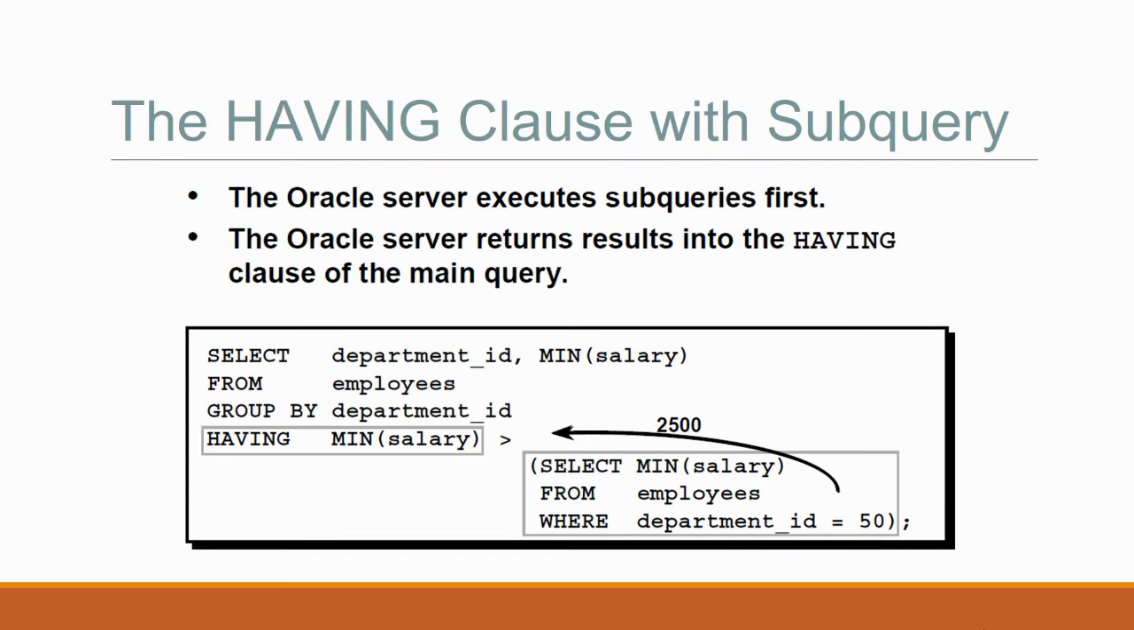You can use subqueries not only in the WHERE clause, but also in the HAVING clause. The Oracle server executes the subquery, and the results are returned into the HAVING clause of the main query. The SQL statement on the slide displays all the departments that have a minimum salary greater than that of department 50.